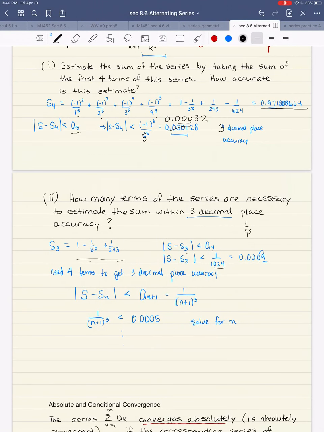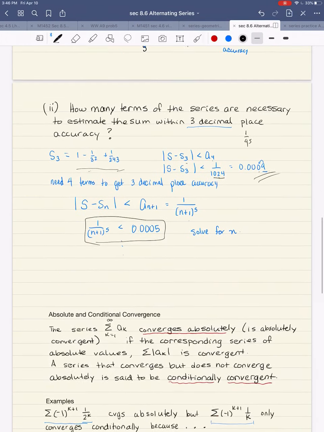In general, if we want to know how many terms are needed, I put the n plus 1 term in there for 3 decimal place accuracy, and then we just solve this inequality for n. But I found it by brute force.